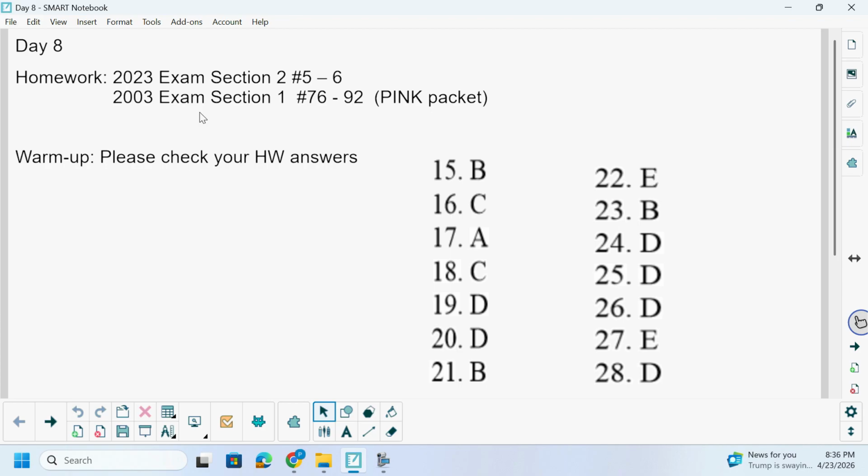For homework, you'll be doing the calculator portion of the pink packet, the 2023 multiple choice, and then you'll be doing 5 and 6 in the free response on a separate sheet of paper for the 2023 exam. Those will be no calculator.